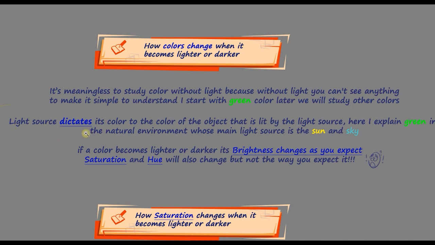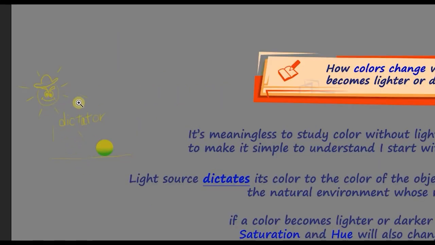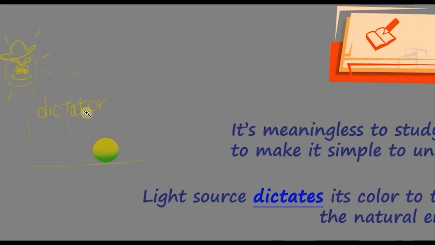Light source dictates its color to the color of the object that is lit by the light source. Here I explain green in the natural environment whose main light source is sun and sky. A light source like the sun or any other light source is like a dictator. It dictates its color to the color of the object.